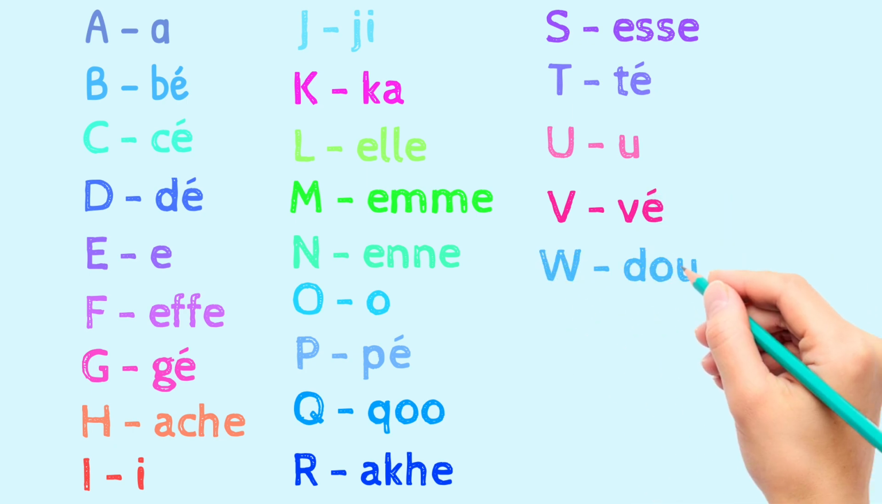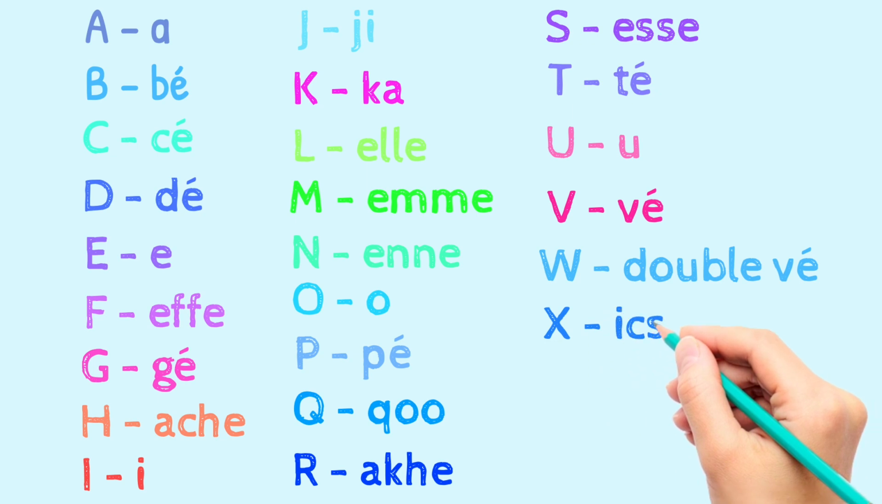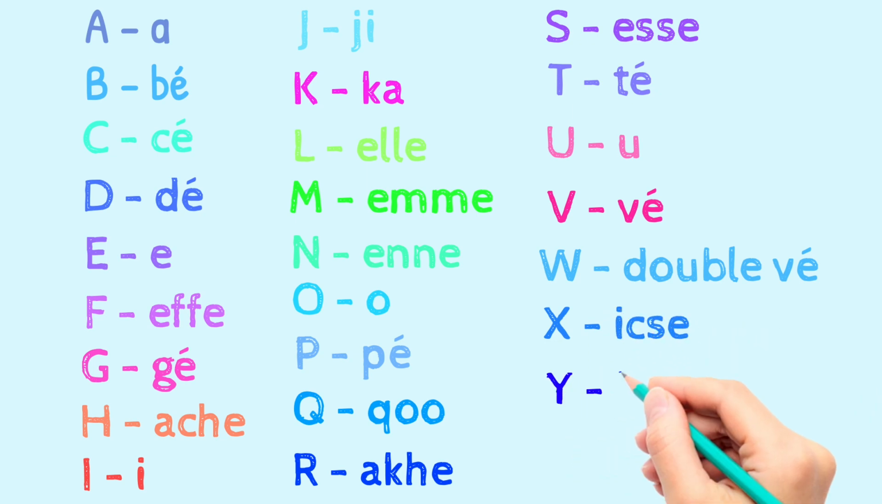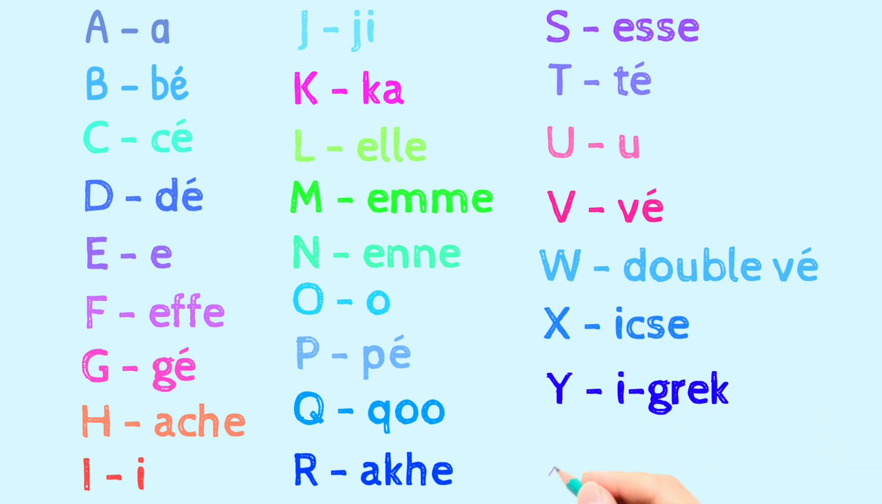W is pronounced as W. X is pronounced as X. Y is pronounced as Y. Z is pronounced as Z. So I hope you have learned this.